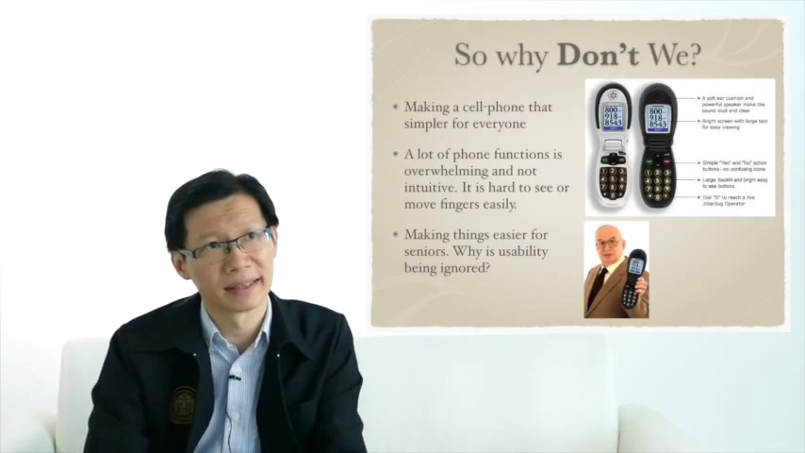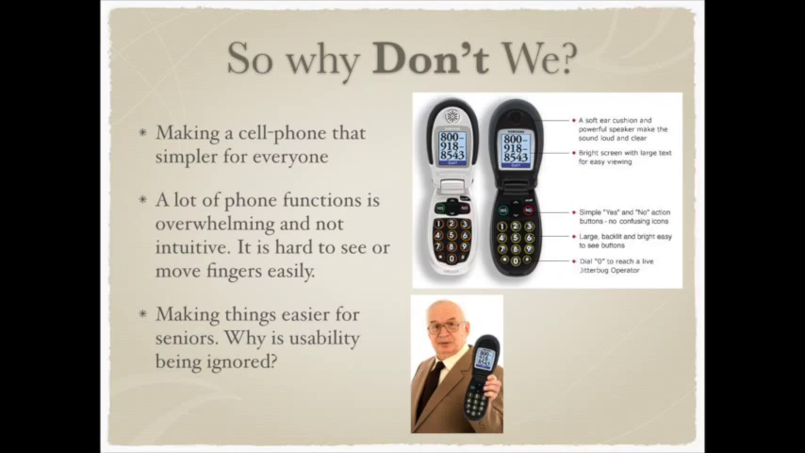And why don't we design something that is really good for the aging? For example, making a cell phone that's simple for everyone, like this one where the buttons are really big and the font is quite big as well. A lot of mobile phone functions may be overwhelming and not really intuitive, so it's hard to see or move fingers easily. So you need to make things that are easy for seniors. That's why usability is really important.